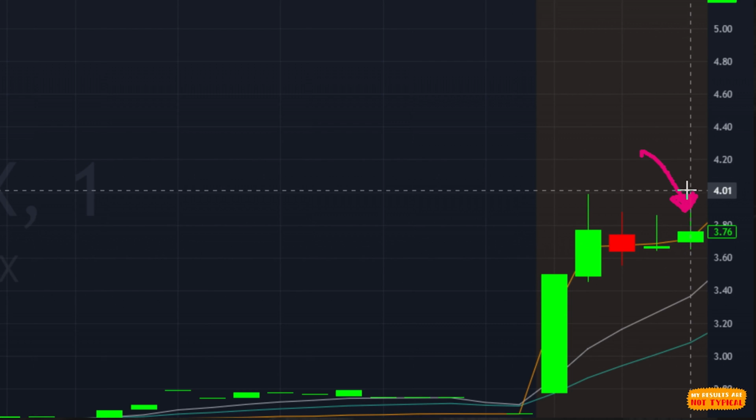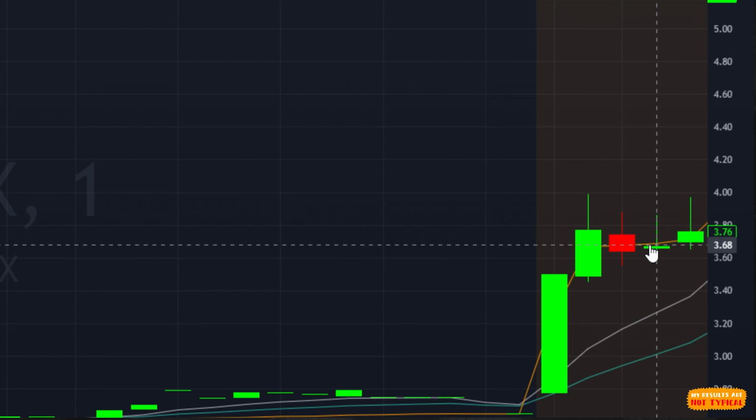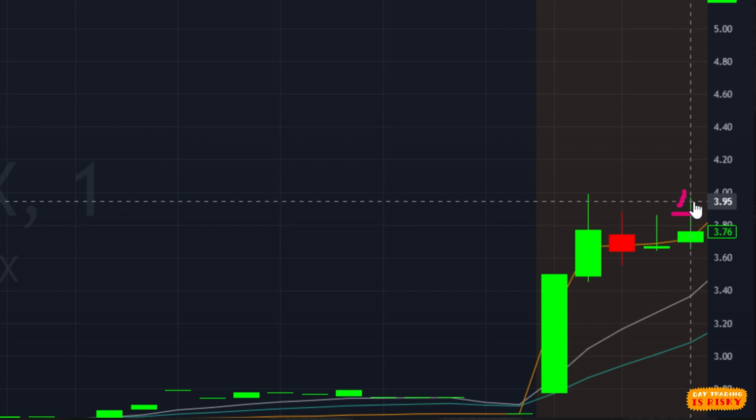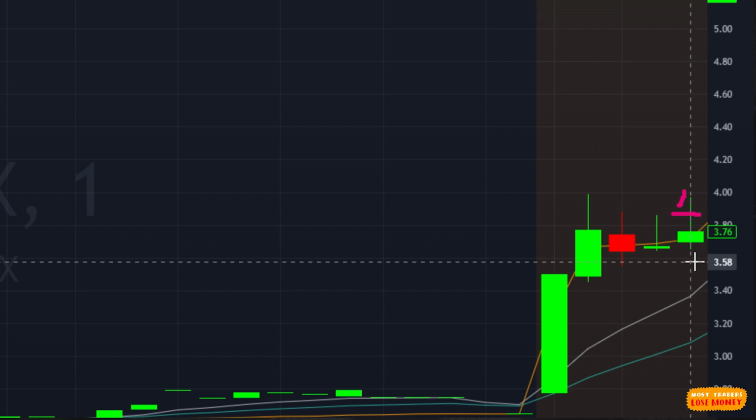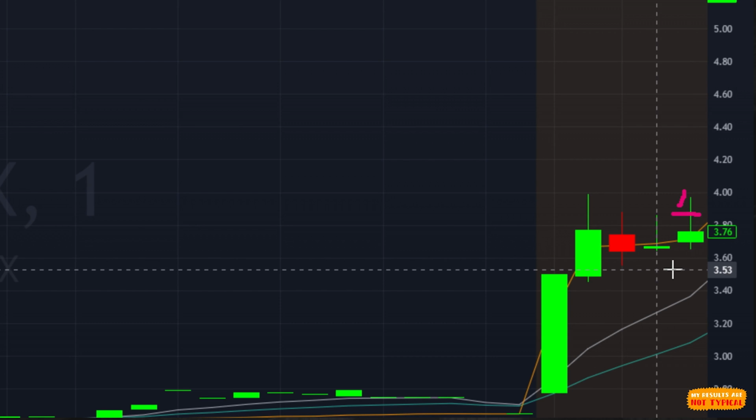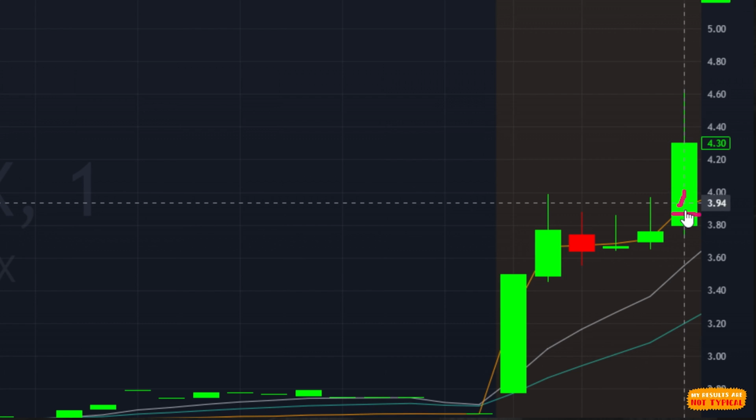And then this next candle, after that gravestone doji, I wasn't comfortable buying it right here. I just said, no, I don't think I can. It comes up here to about 3.95, 3.96, and then drops back down for a moment, and then it pushes through.